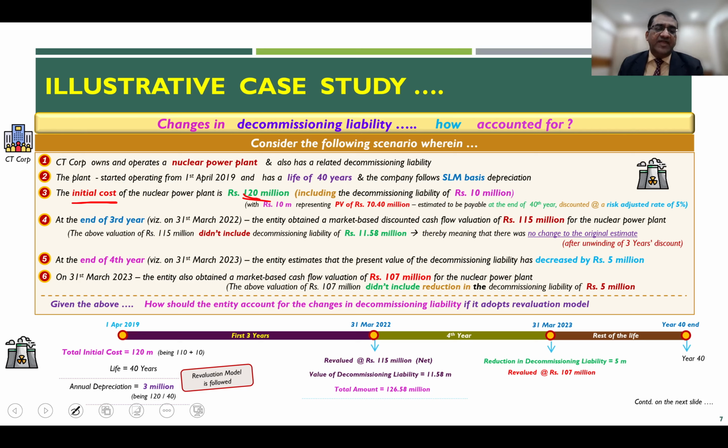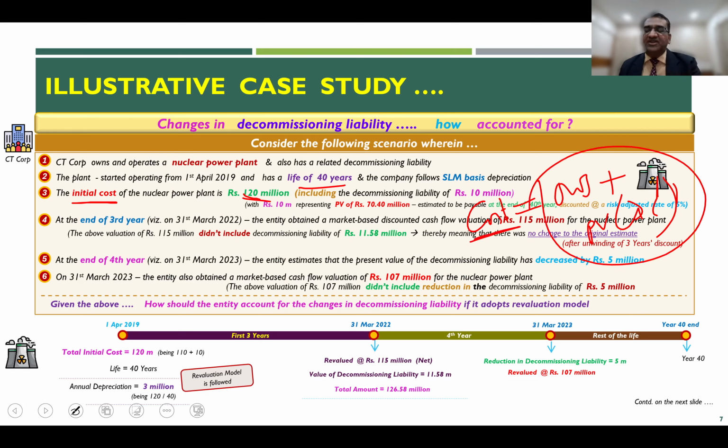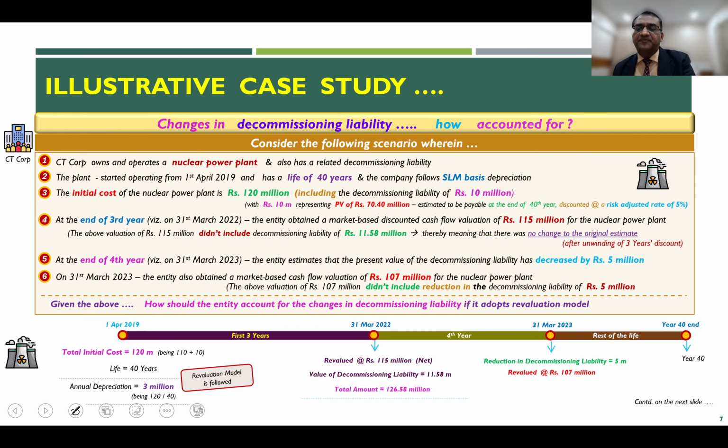And we have seen that at the time of initial recognition, your cost of PP&E is the cost of PP&E per se plus the present value of the decommissioning liability, which is going to be settled in this case at the end of the 40th year. The sum total of these two numbers should be the initial recognition. That's exactly what paragraph 3 tells you here. Paragraph 3 tells you the initial cost of the nuclear power plant was 120 million, consisting of 2 parts. 110 million is the cost per se, and 10 million is the present value of the decommissioning liability. How is it so? Let's see here.